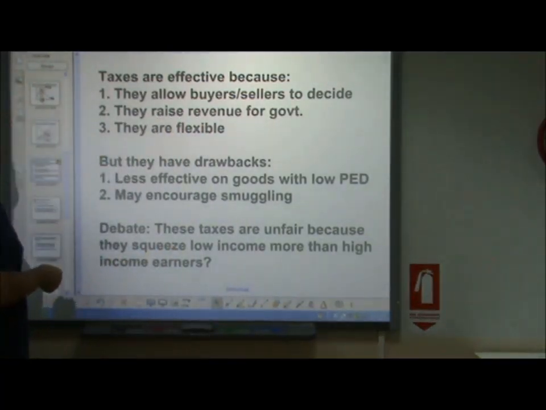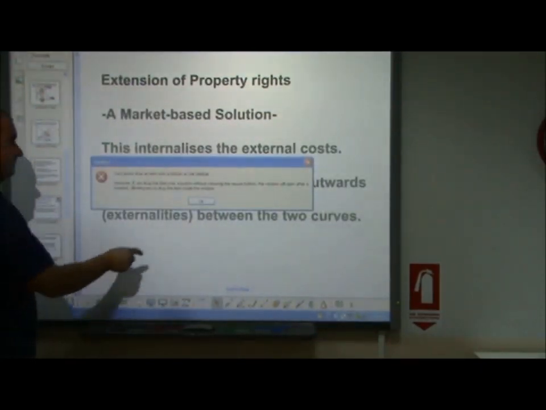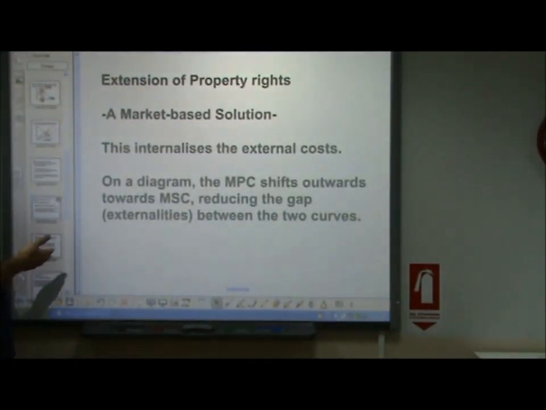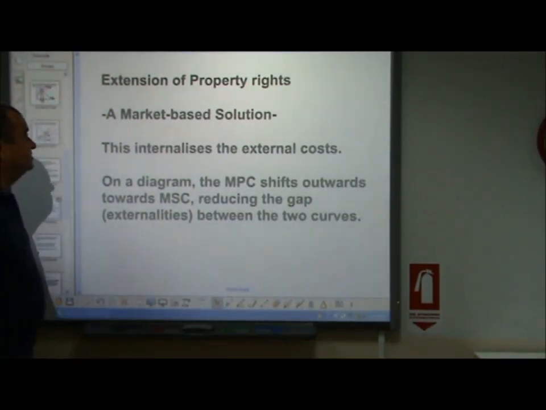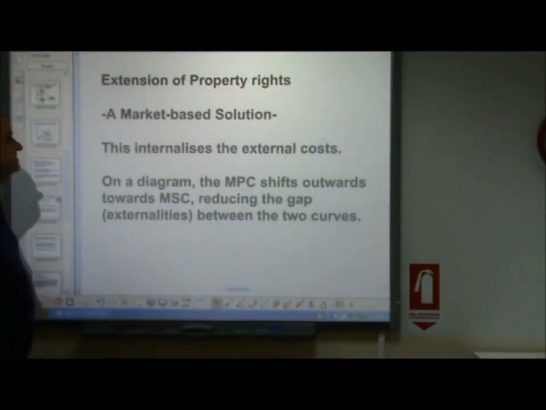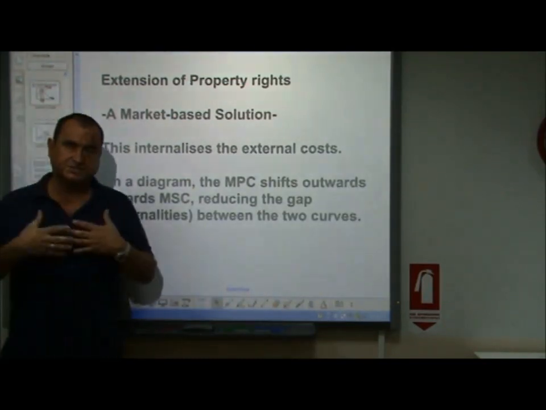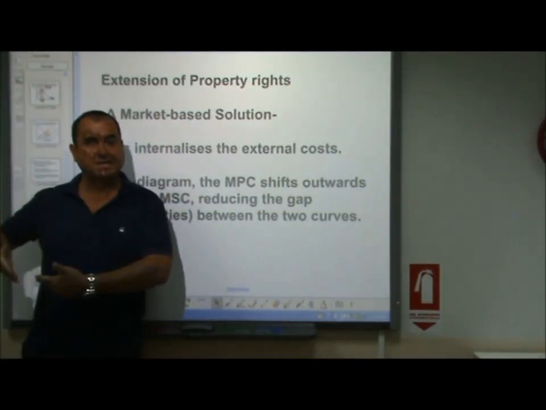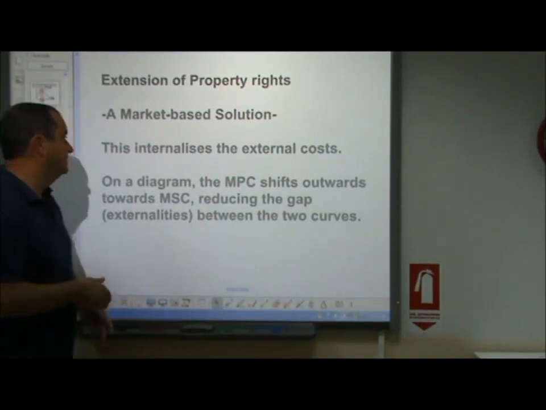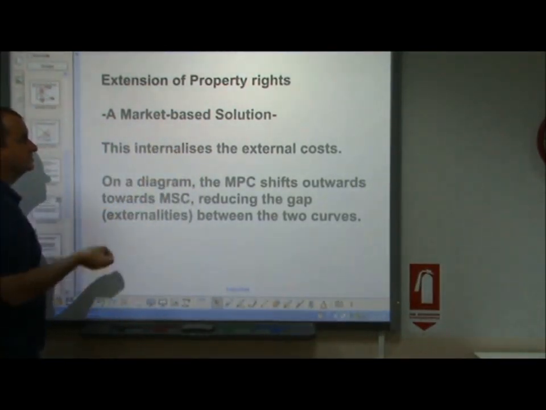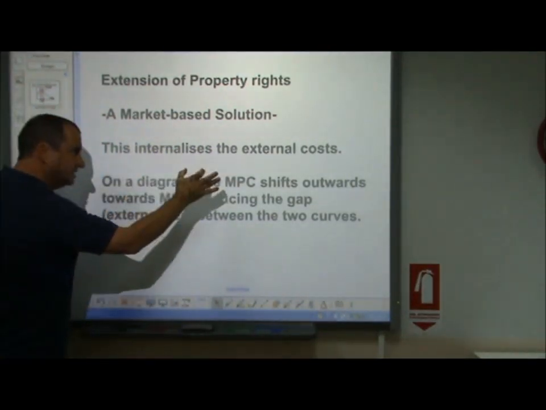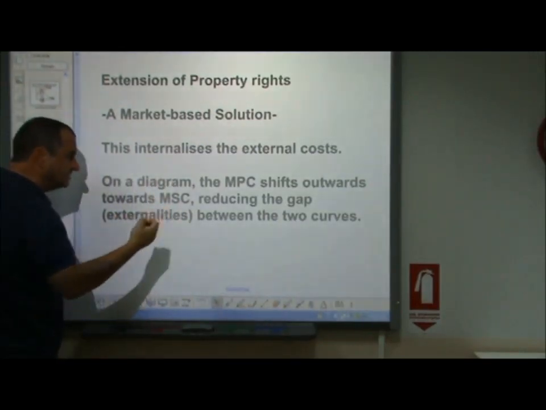Okay, let's move on from taxes to our second resolution of negative externalities, and that's the extension of property rights. It's again a market-based solution. This internalizes the external costs. It transforms external costs into being private costs. So internalizing the external cost means turning the costs that were external into being private.